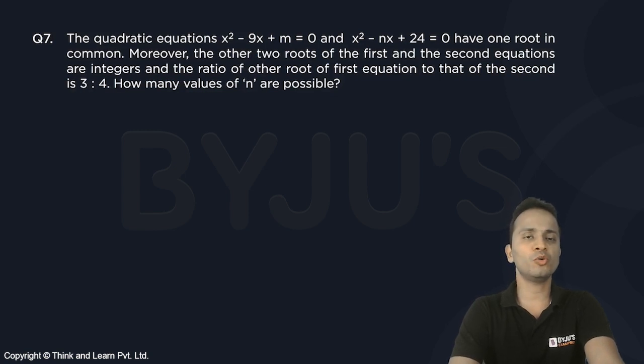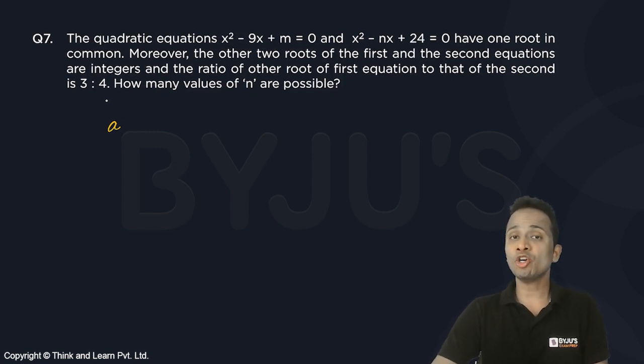First of all, you are given that one of the roots is common. So I'll assume the common root as a, and the uncommon roots of these equations are in the ratio 3:4. So the uncommon roots are 3b and 4b. For the first equation, the roots can be a and 3b. For the second equation, the roots will be a and 4b. Okay, so these are the roots for the two equations.